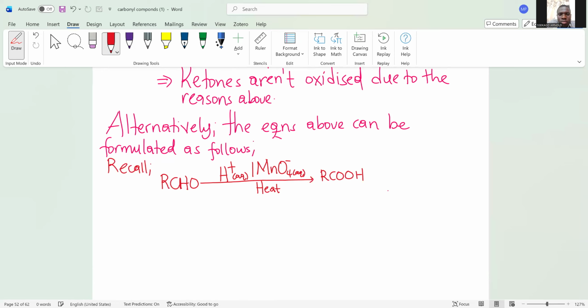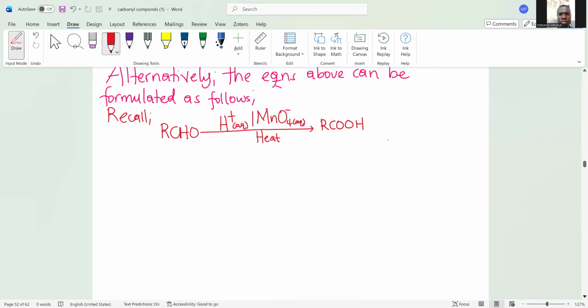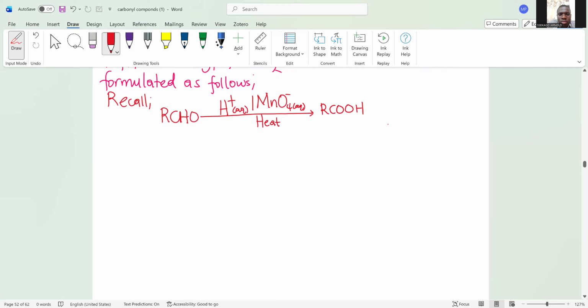Now, in terms of redox form, alternatively, one can write that equation as follows. We are saying that RCHO is oxidized by the strong oxidizing agent to carboxylic acid. So what am I going to do? I am going to do the following. I am going to balance.